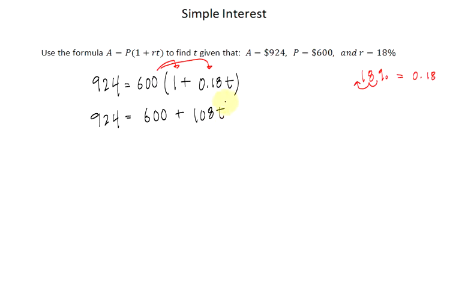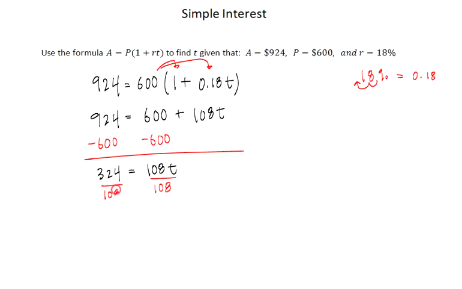Now we need to isolate T on the right side of the equal sign. So next thing we'll do is we'll subtract 600 from both sides. That leaves us with 324 on the left side and 108 T on the right side. Our final step to get T by itself is to divide both sides by 108. That gives us T equals T on the right side, and when we compute 324 divided by 108 on our calculator, we get a result of 3.